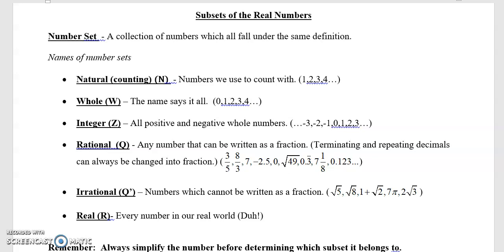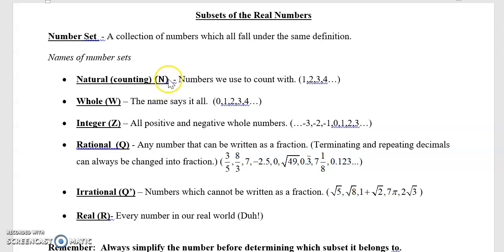And the big idea here is that every number in this world can be classified as at least one special subset of the real numbers. So let's take a look at what each subset is and what it takes to be a number that's a part of that subset. All right, the first one we want to look at is the natural numbers.